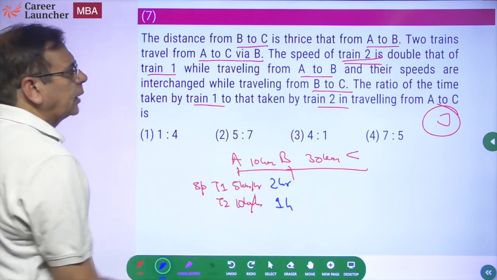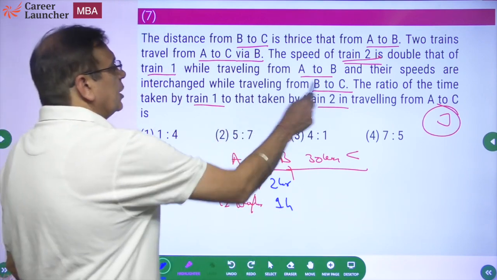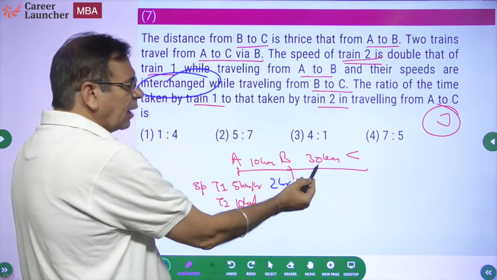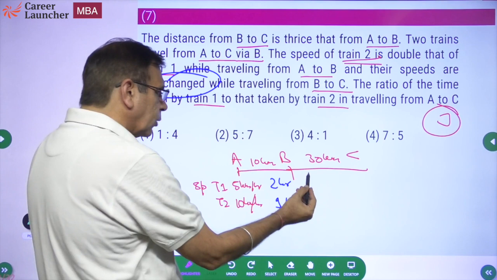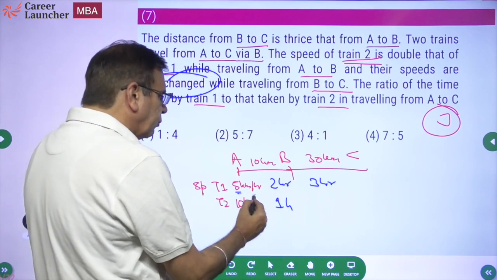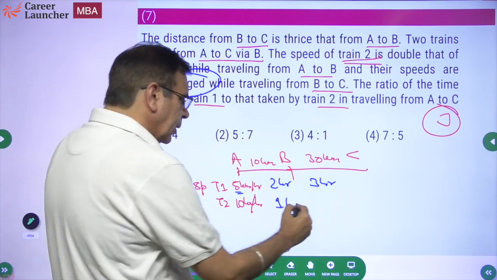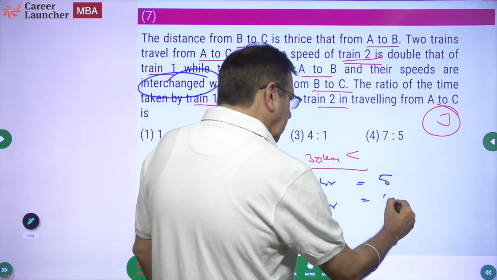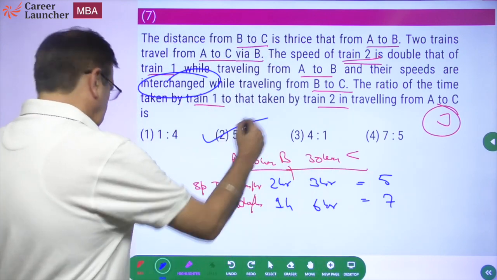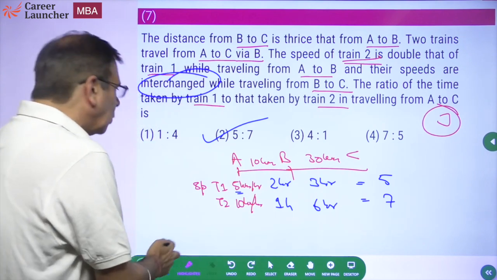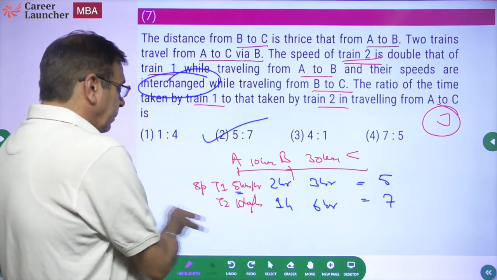And afterwards, what happened? Their speeds are interchanged when traveling from B to C. So train 1 will have a speed of 10 kilometers per hour, so it will take 3 hours. And train 2 will have a speed of 5 kilometers per hour from B to C. It will take 6 hours. What is the ratio of time? 5:7. Simple jugaad: put in values, get the answer, move ahead. Don't work in terms of variables. That's a waste of time.